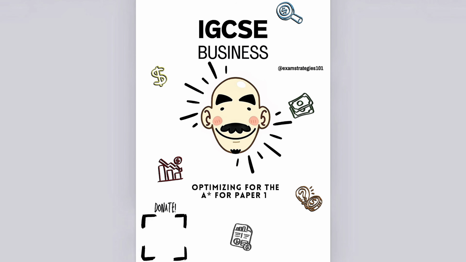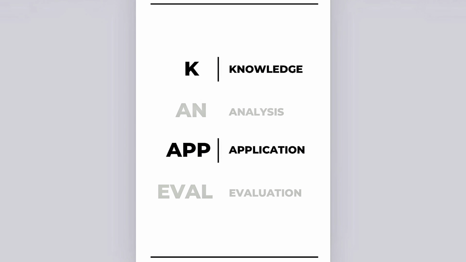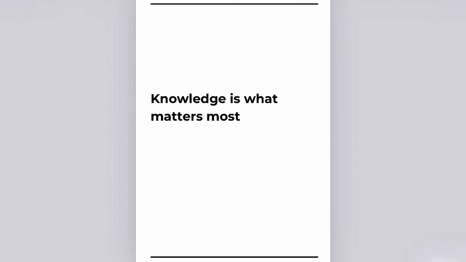In this video, I'm going to be showing you how to get an A star in paper 1 without explaining a thing. In the example I will be showing you, we will be specifically focusing on knowledge and application marks. And for this to work, I cannot stress more that knowledge is what matters the most, as without knowledge, you will not score any of your application marks.